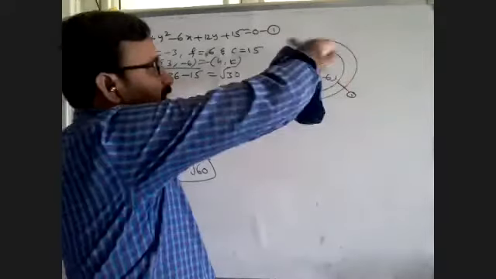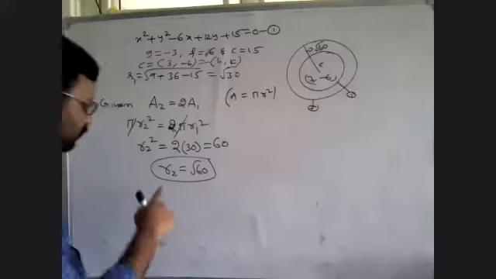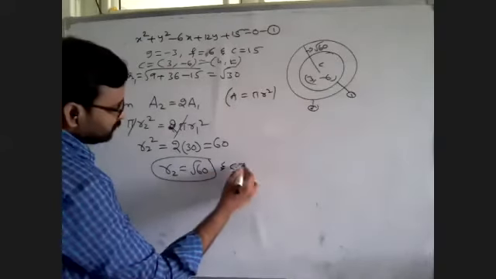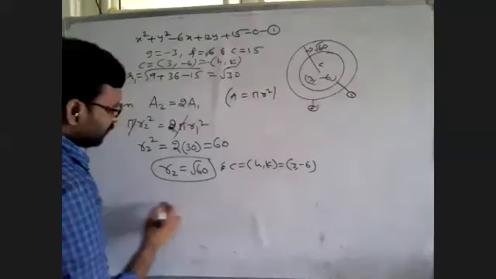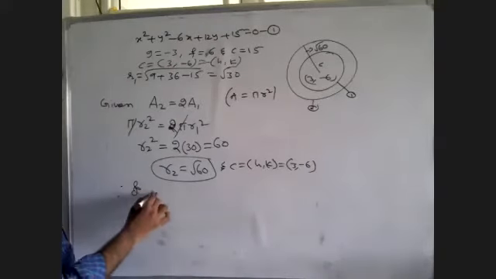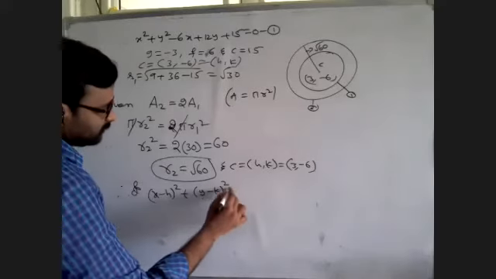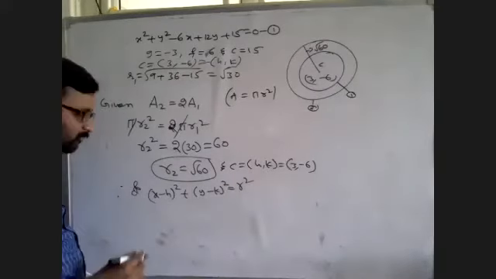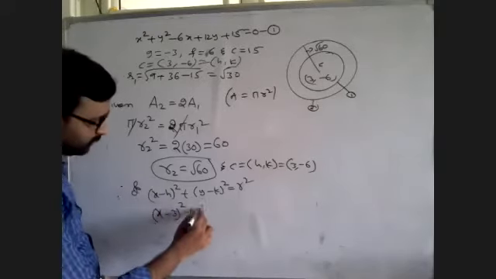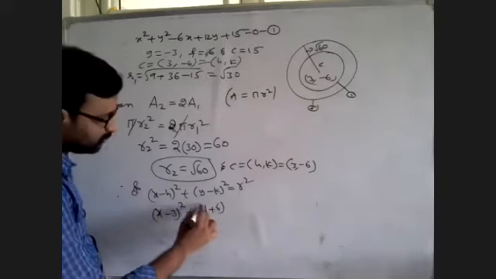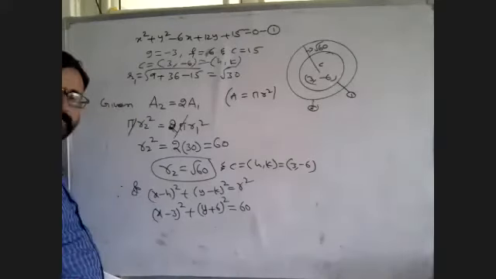We need this circle equation. That's why I am writing the radius of this big circle, and the center of both circles are same. Now radius is root 60 and center h comma k is 3 comma minus 6. Therefore the circle equation is x minus h whole square plus y minus k whole square is equal to r square. So x minus 3 whole square plus y plus 6 whole square is equal to root 60 whole square, which is 60. Completed.